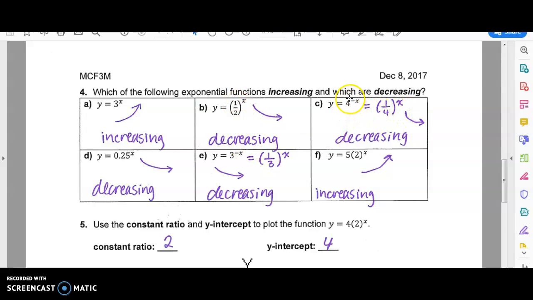4 to the negative x, be careful here because the base is 4, but if we write this as a positive exponent, the 4 needs to be flipped to 1 over 4. Now it's between 0 and 1, our base, so it's decreasing. 0.25 is between 0 and 1, so it's decreasing. 3 to the negative x, again, it's negative x. We have to flip the base. It becomes 1 over 3, so it's decreasing.